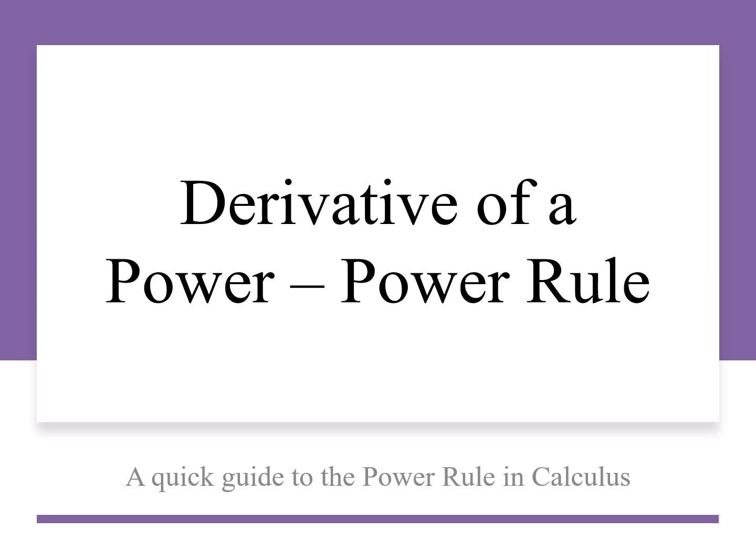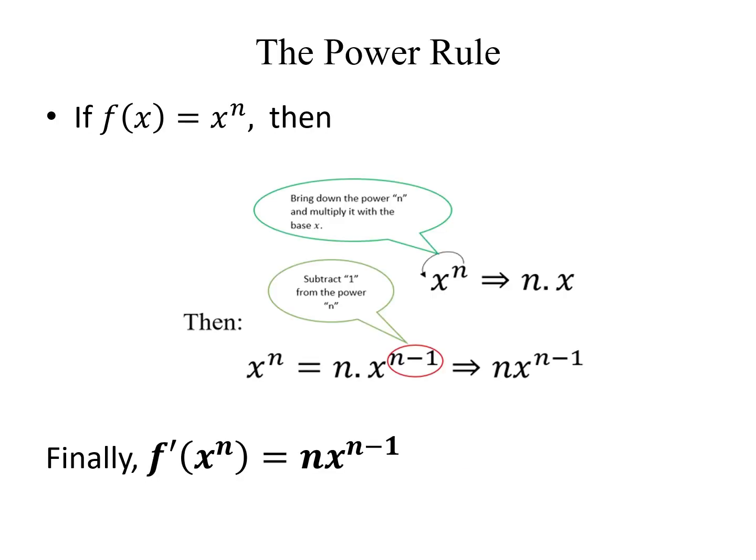Good day, everyone. In this short lecture, we'll go over a simple yet very useful concept in differential calculus, the power rule. The power rule says that if we have a function f of x equal to x raised to n, we can find its derivative by bringing down the exponent n, multiplying it with the base x, and then subtracting 1 from the exponent. This gives us the formula, f prime of x is n times x raised to n minus 1.